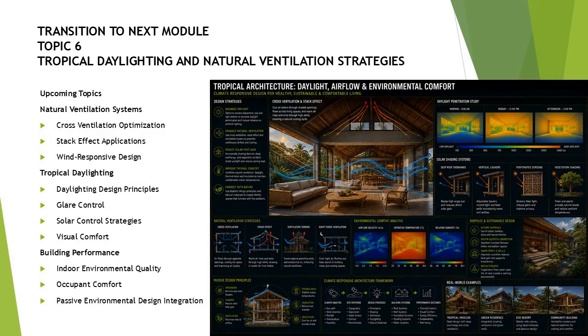Finally, we will examine sustainable tropical communities. Architecture does not exist in isolation. Individual buildings are part of larger environmental, social, and economic systems. The ultimate goal is not simply sustainable buildings. The ultimate goal is sustainable communities. By the end of Topic 6, we will understand how architects can contribute to climate adaptation, disaster resilience, carbon reduction, sustainable development, and community resilience.